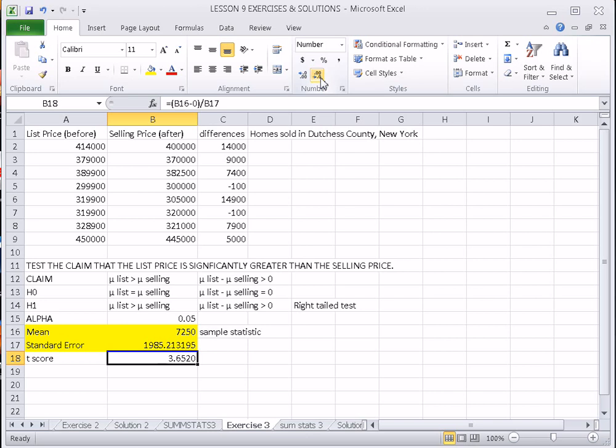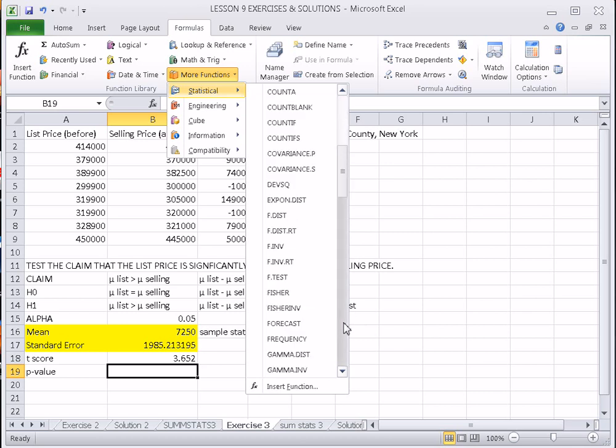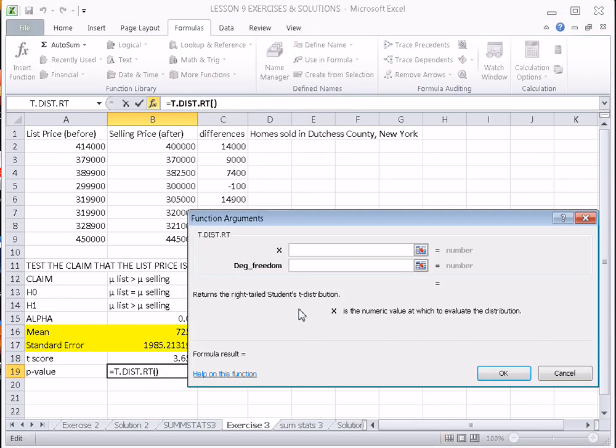We don't need so many decimals, so let's just take this down. There's our t-score. And remember, we're going to use the t-score now to find the p-value. Since this is a right-tailed test, we're going to do the T.DIST.RT, right-tailed. So statistical functions, T.DIST.RT, using our t-score for the x. Degrees of freedom, 1 less than the sample size.